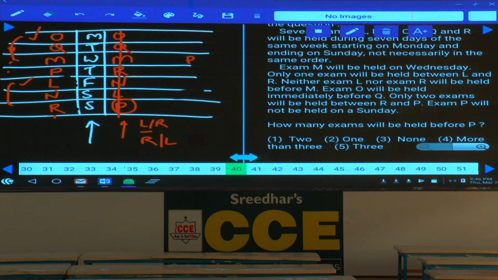Then question number 40. How many examinations will be held before P? Before P, there are 3 examinations, M, O, Q and M. 3, that is given in choice 5.